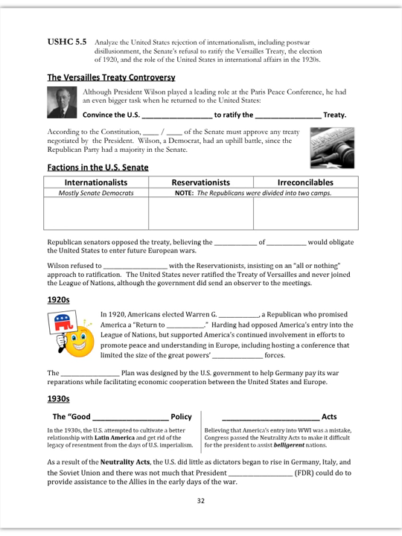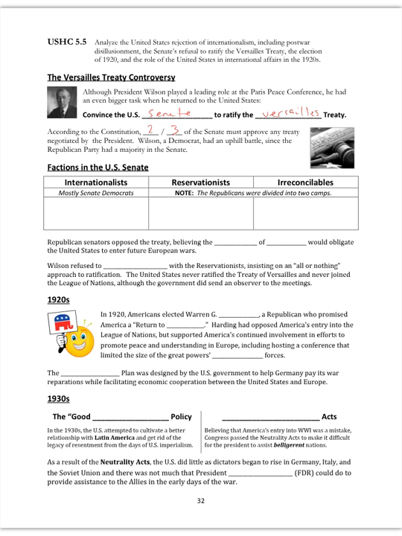So although President Wilson played a leading role at the Paris Peace Conference, he had an even bigger task when he returned to the United States. He had to convince the U.S. Senate to ratify the Versailles Treaty. According to the Constitution, 2/3 of the Senate must approve any treaty negotiated by the President. Wilson, a Democrat, had an uphill battle since the Republican Party had a majority in the Senate.